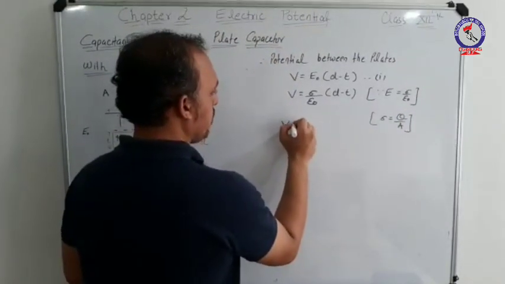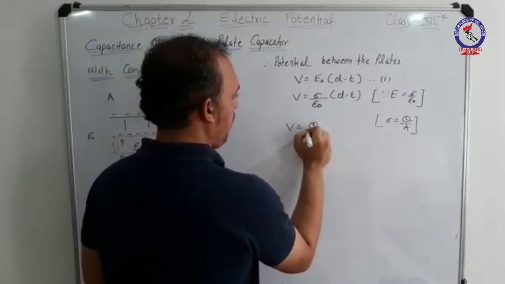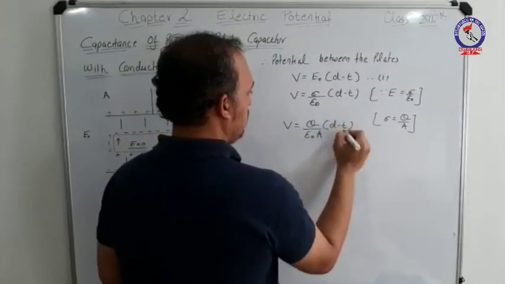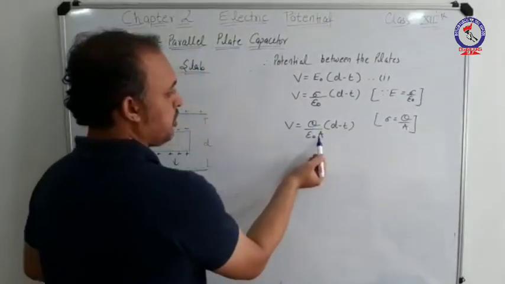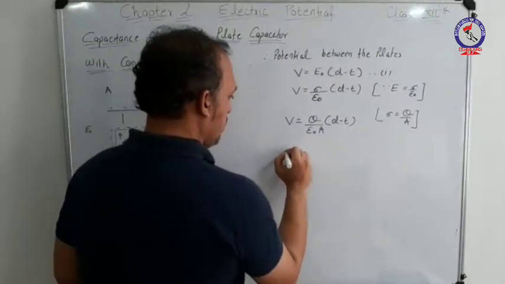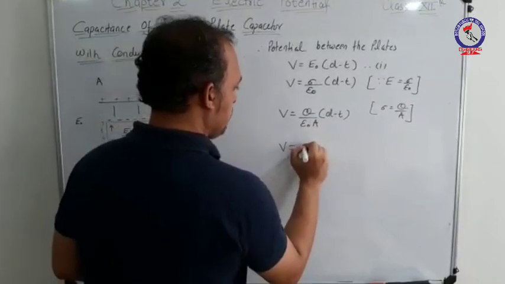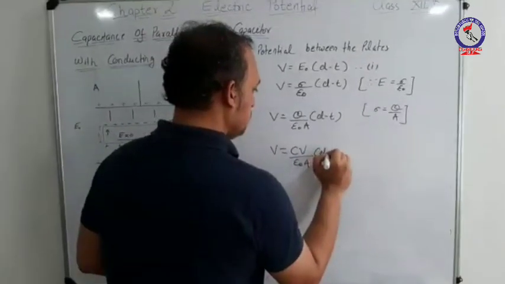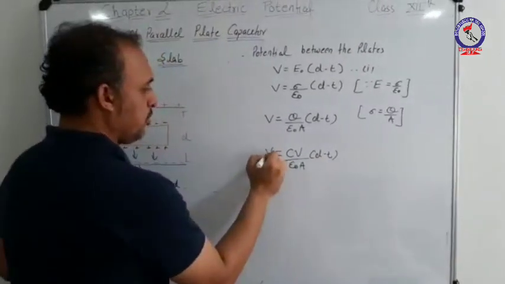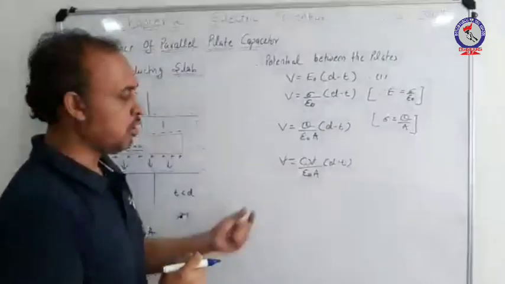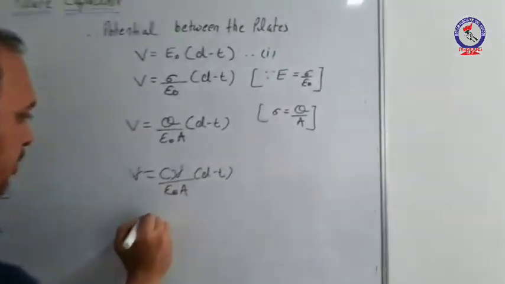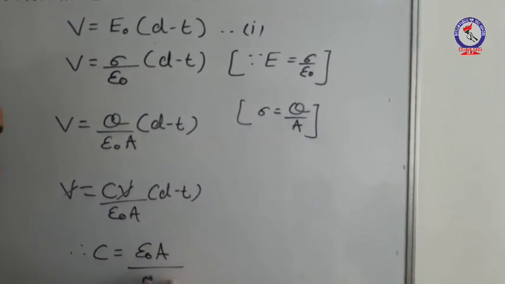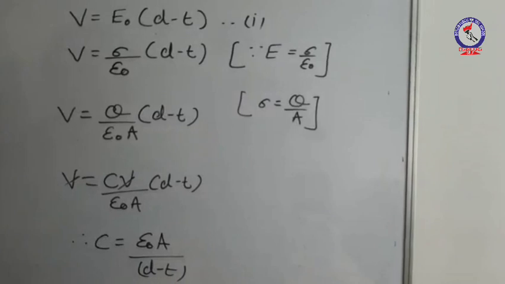Substituting the value, we have V equals Q upon epsilon 0 A into D minus T. Substituting the value of net charge as CV, V and V get cancelled. Solving for the value of C, we have C equals epsilon 0 A upon D minus T.